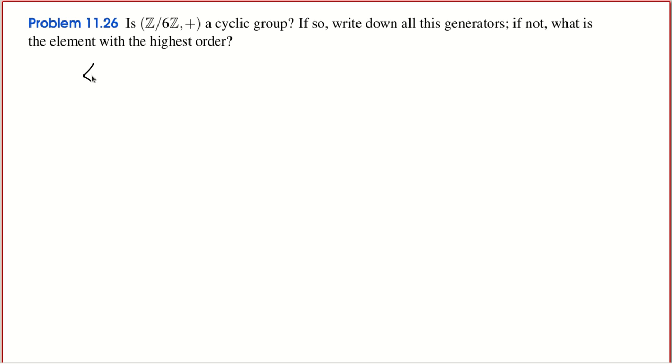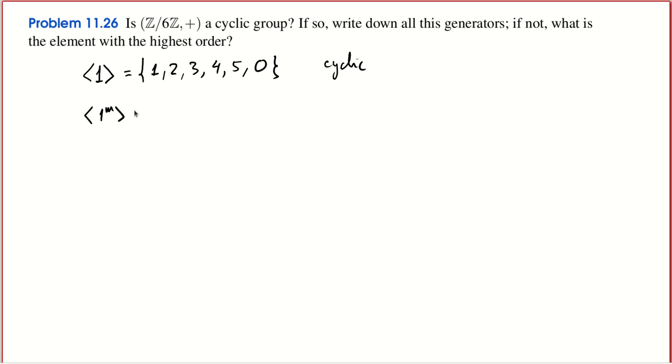And it's very easy to see that 1 generates the whole group because you start with 1, and then 1 plus 1 is 2, 2 plus 1 is 3, 4, 5, and 6, which is 0 modulo 6. And so you generate the whole group. So now you know the group is cyclic. This is one generator. Now you know that all subgroups of this are of the form generated by 1 to the m.